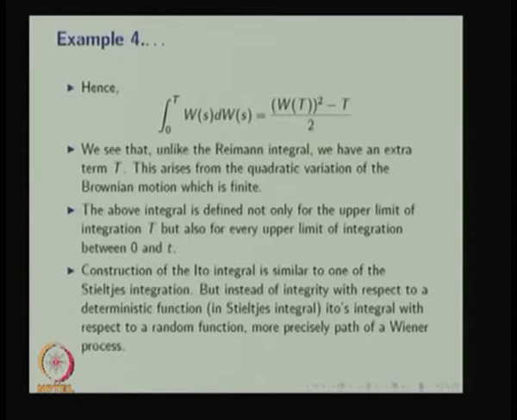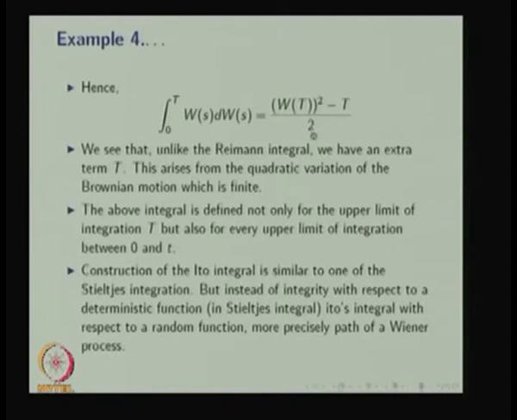Hence, this integration is Wt whole square minus T by 2. We see that unlike the Riemann integral, we have an extra term, capital T. If the integration is with respect to a bounded variation, differentiable function, then you won't have the term capital T here. It is just Wt whole square by 2.